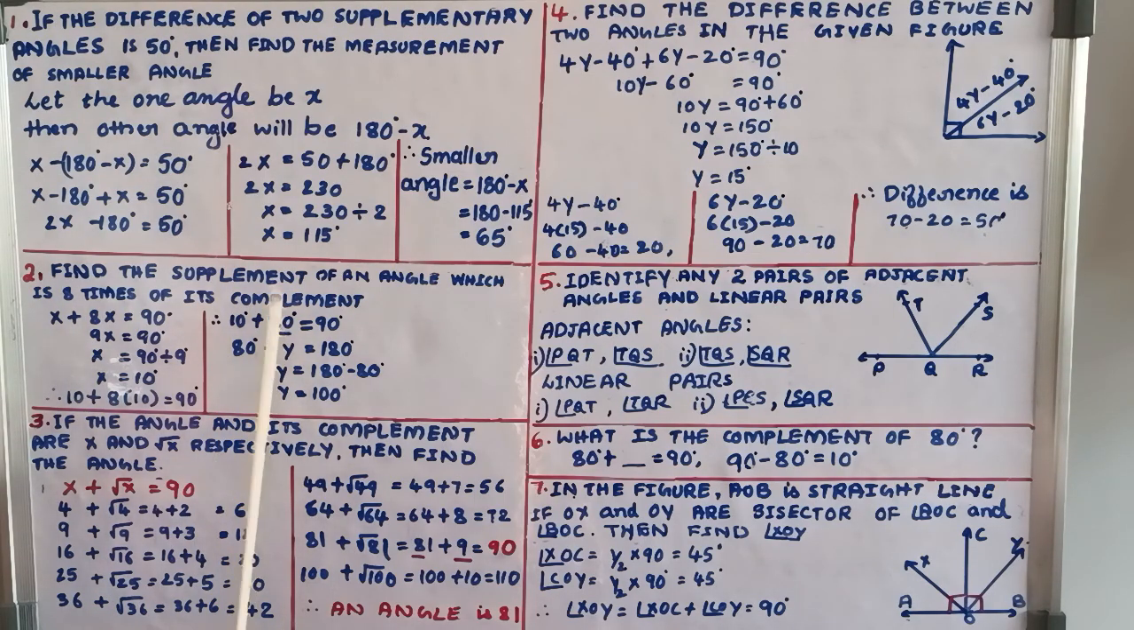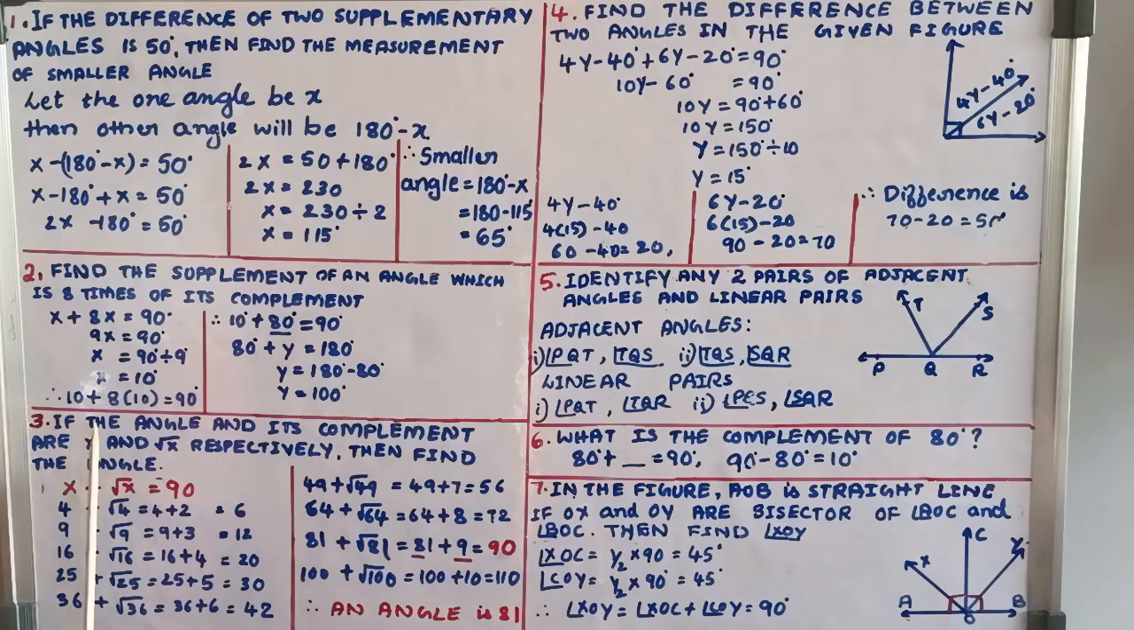Now we should find out the supplement of this 80 degrees. Since it is supplementary, we have to write 80 degrees plus y equals 180 degrees. Then we will get the supplement of 80 degrees. Now y equals, plus 80 transposes to minus 80, y equals 100 degrees. 180 minus 80 becomes 100.